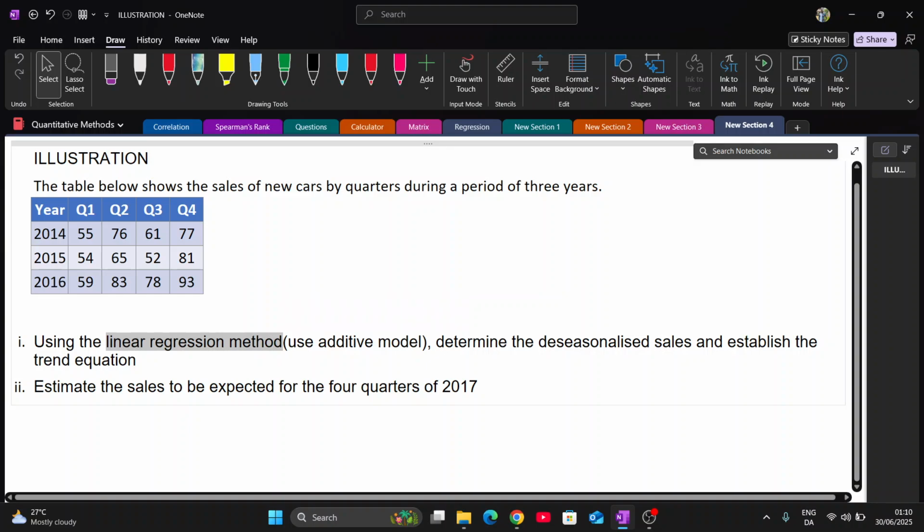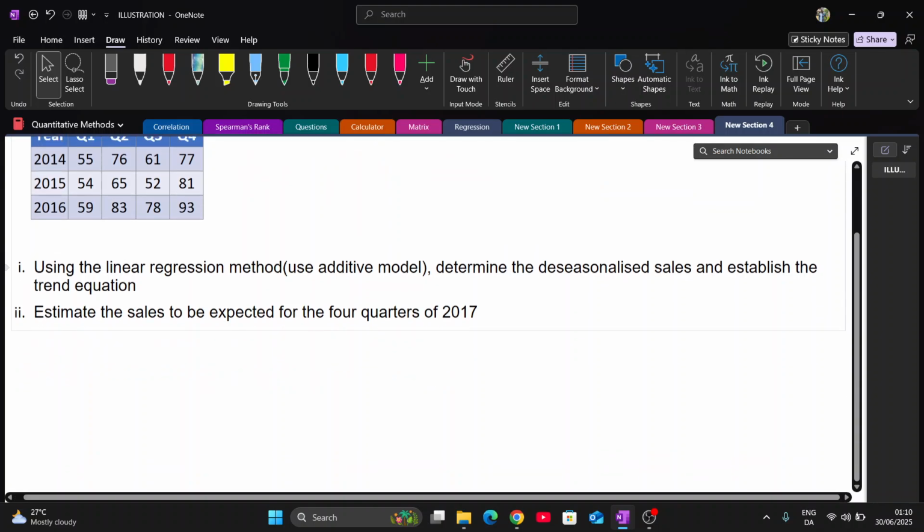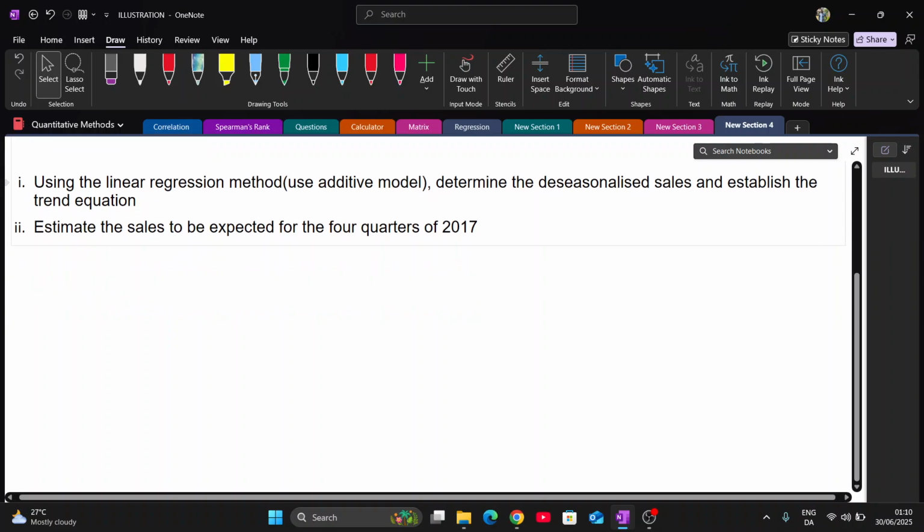So the table below shows the sales of new cars by quarters during a period of 3 years. So we have the year and we have quarters. Using the linear regression method, that's we have to use additive model, determine the deseasonalized sales and establish the trend equation. Estimate the sales to be expected for the quarters of 2017.